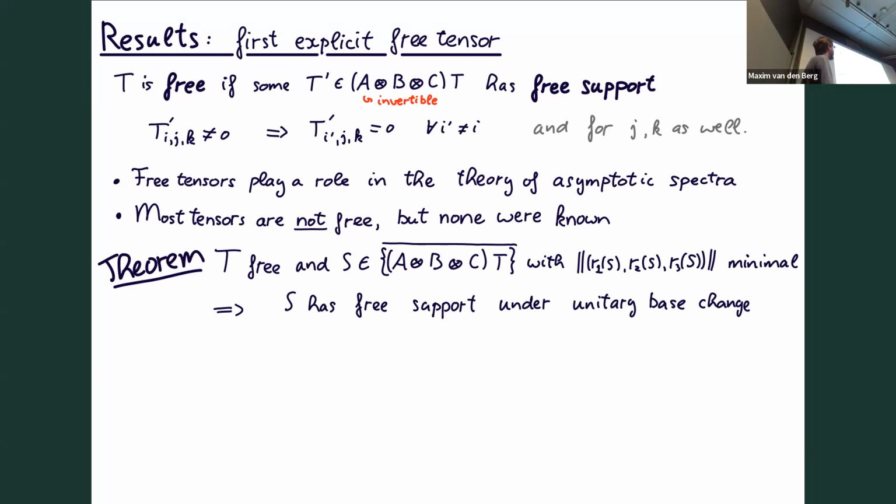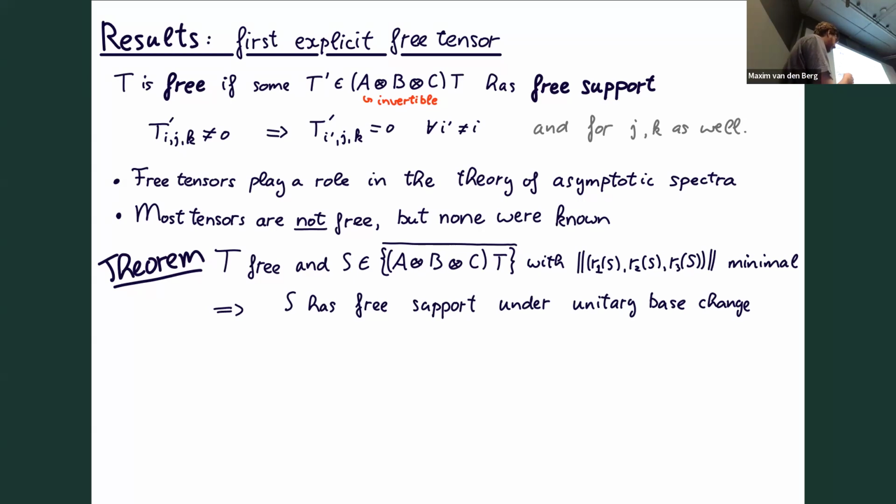So somehow this point here is like I have this moment polytope. I can look at the norm. This is like the minimal norm point that you can get. That's what this value is. And if you have something like this, then S actually will have free support under a unitary exchange. So not just ABC invertible, but actually unitary. And we'll use it in the contrapositive to find a non-free tensor.